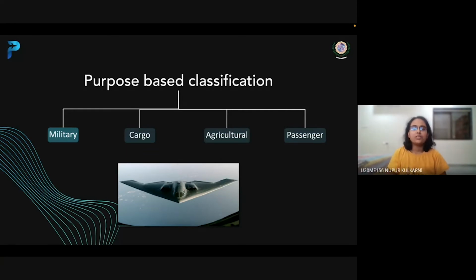Military aircraft are designed in such a way that they can attain high speed, they can achieve high altitudes, and they can do intricate maneuvering. The image which you are seeing is the stealth bomber, the American heavy strategic bomber, which was purposefully designed during the Cold War for penetrating dense anti-aircraft defenses.